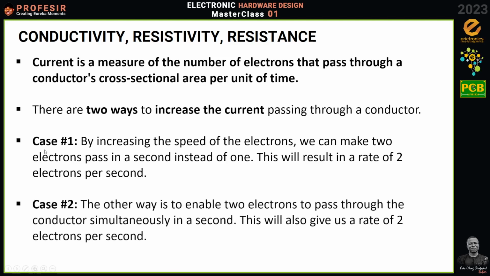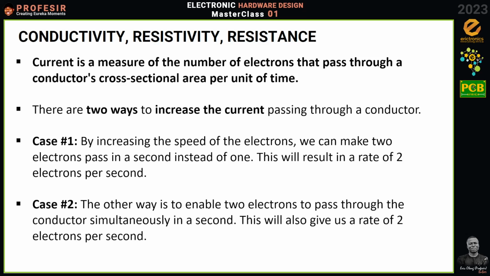Now, another way we can do this is by widening the pathway, okay, so that 2 people can walk side by side and pass in a second. Either way, it still gives us a count of 2 people per second, even though they spend a whole second moving. Is that okay? Now, if we bring it into the electronic perspective, the other way is to enable 2 electrons to pass through the conductor simultaneously in a second.